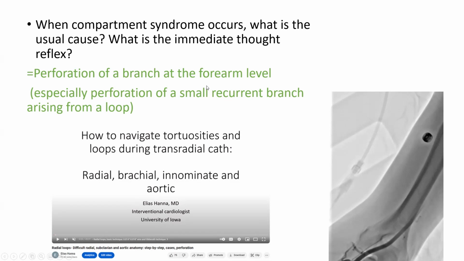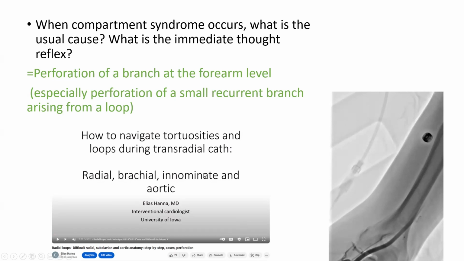So most often compartment syndrome from a radial access is due to a complication from your wire and catheter maneuvering at the forearm or arm level, especially perforation of a small recurrent branch arising from a loop, which you need to recognize during the procedure. This should not happen, that you have compartment syndrome after your procedure, because you need to recognize it. And I explain in this talk how to manage it.